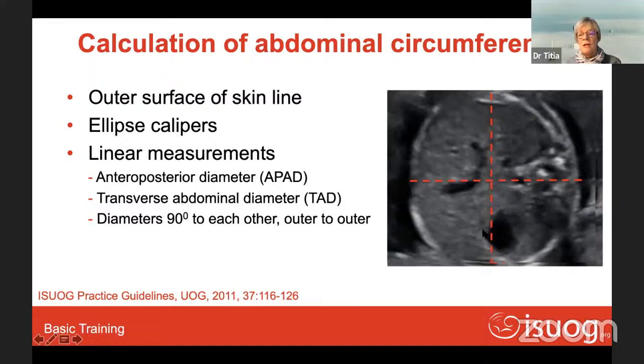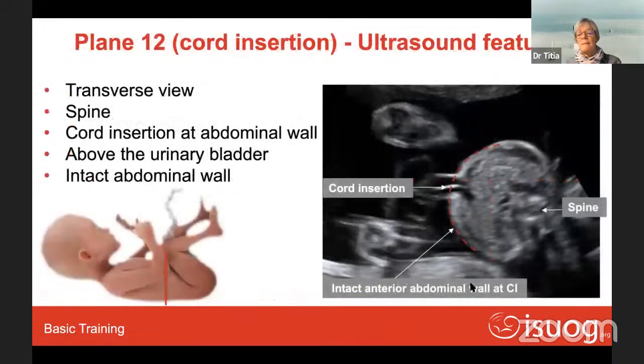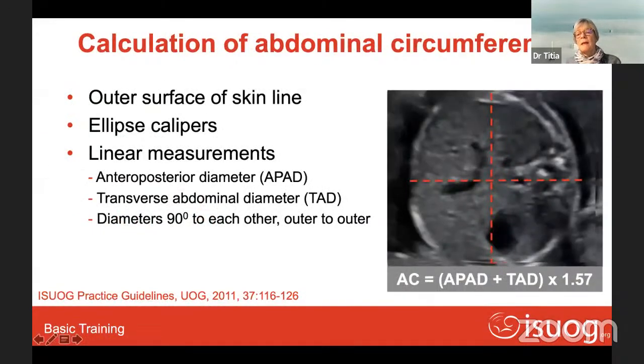an anterior-posterior cross-section and a transverse cross-section. And then there is a formula, and that formula is that the abdominal circumference is the anterior-posterior plus the transverse diameter, and you multiply that by 1.57, and you get the abdominal circumference. So this is another way to very safely measure the abdominal circumference.